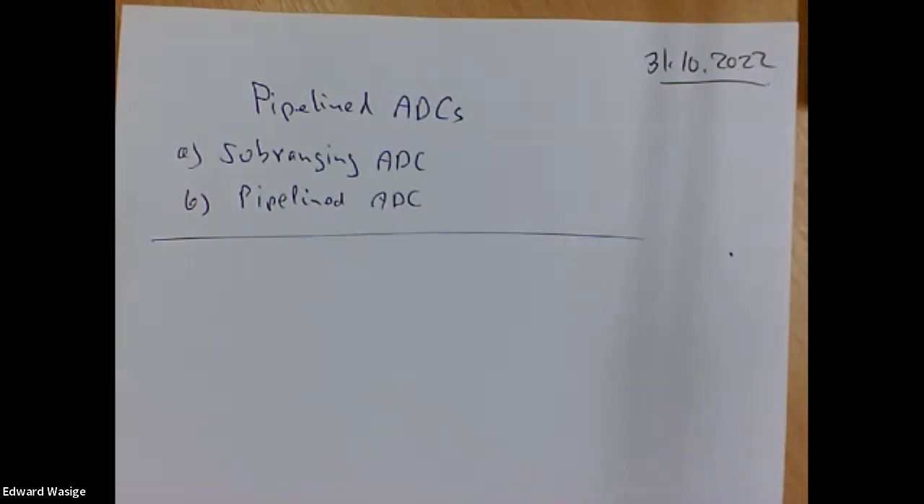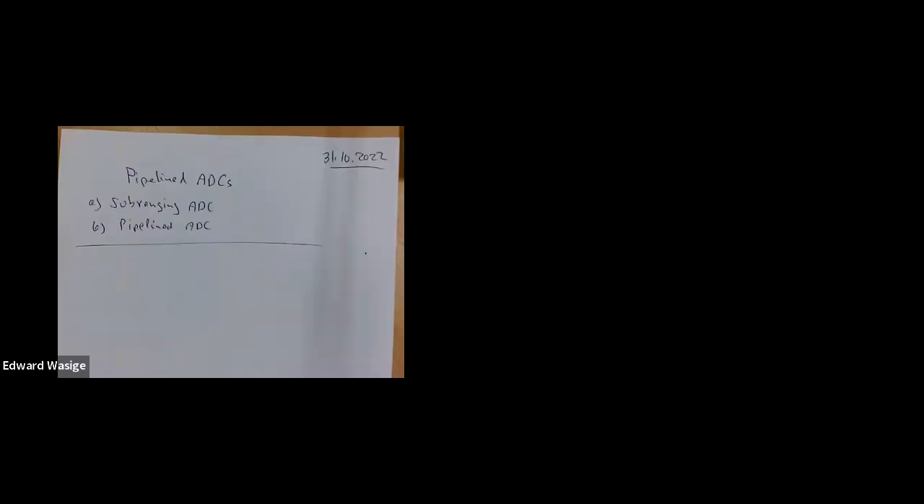Today, the plan is to look at what's called pipelined ADCs. They evolve out of the flash ADC that we looked at last time.